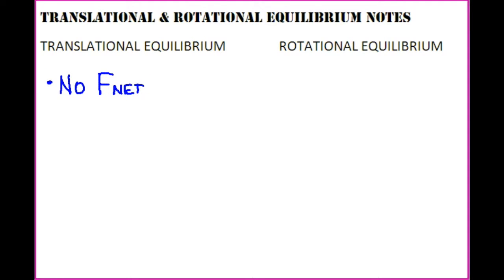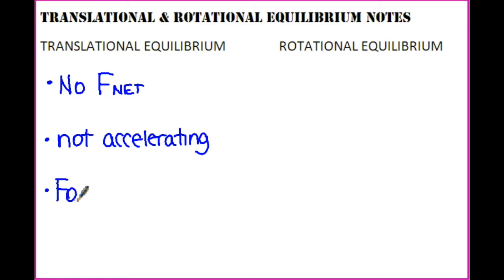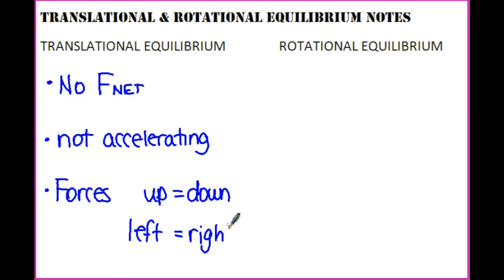And we know if there's no net force, there's not going to be acceleration. And we know that no net force means that they balance. So the forces that are up equal the forces that are down. The forces that are left equal the forces that are right. So oftentimes we want our objects just to have translational equilibrium. We want them to stay where they are. We don't want them to go anywhere.